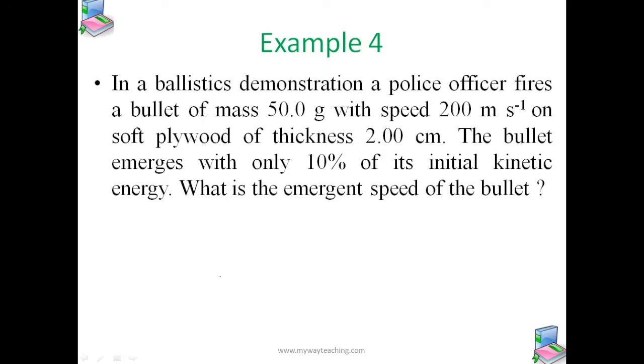Now let us study one more simple example. In a ballistics demonstration, a police officer fires a bullet of mass 50 gram with a speed of 200 meter per second on soft plywood of thickness 2 centimeter. The bullet emerges with only 10% of its initial kinetic energy. So what is the emergent speed of the bullet?